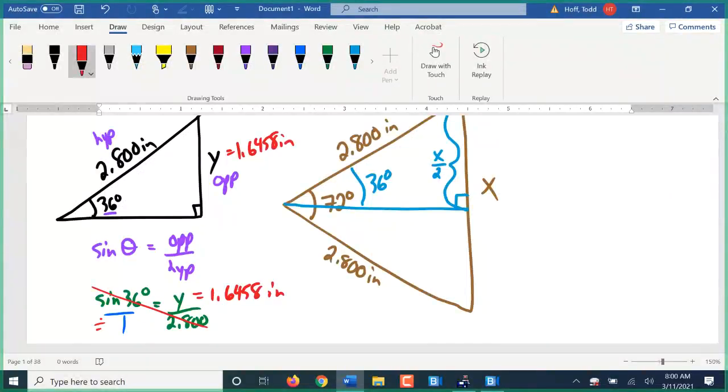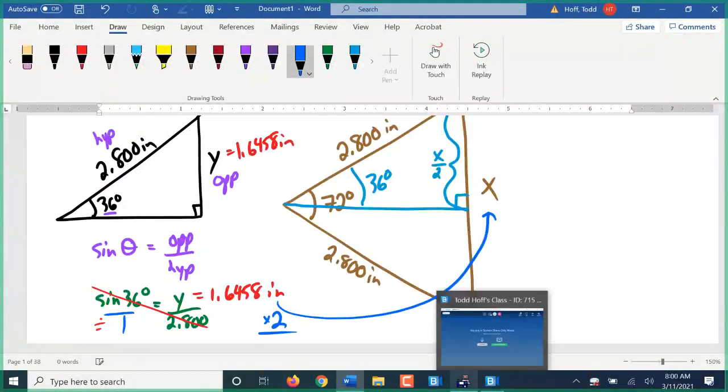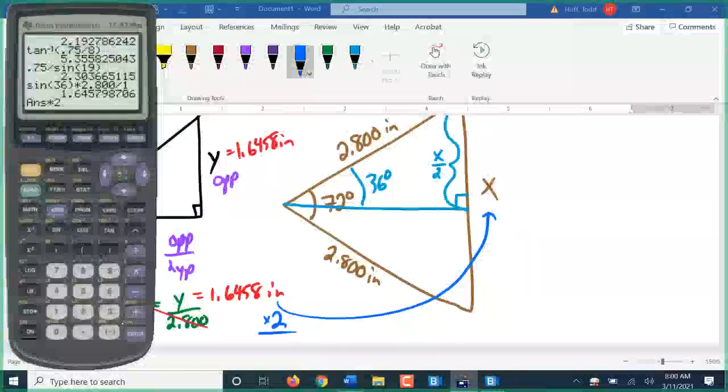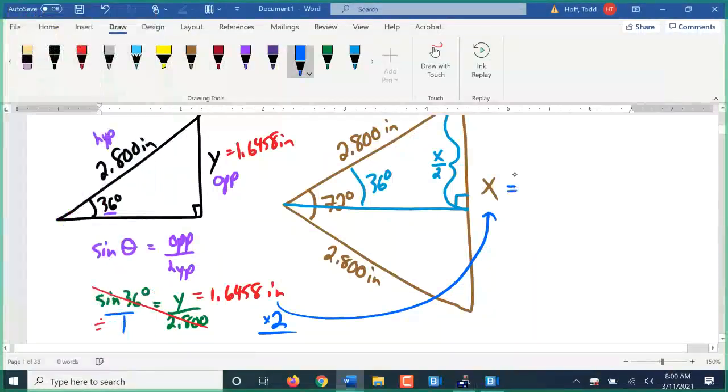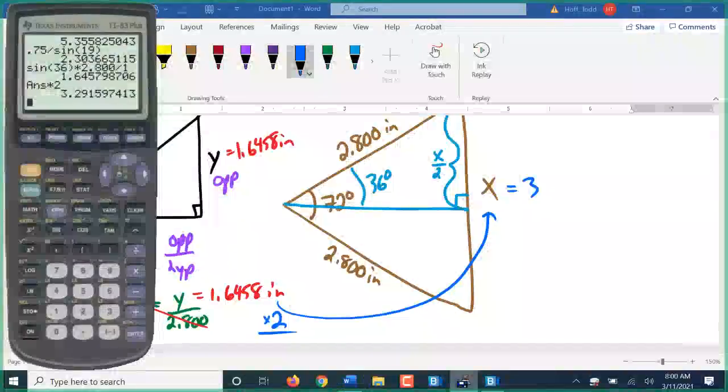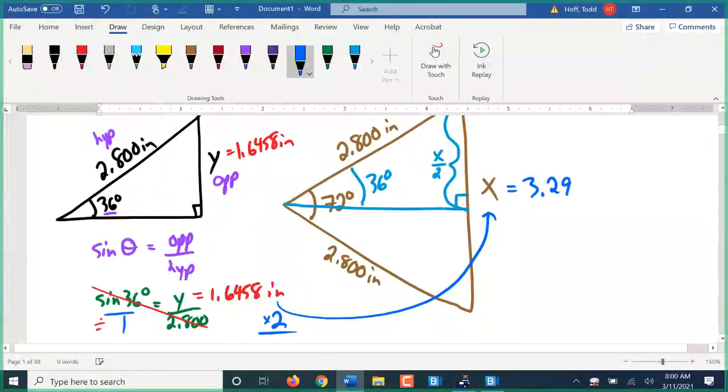So x is going to be that amount times 2. Now, when we multiply this out, this one does work out fine. But a lot of times when we take a dimension like that 1.6458, that's rounded to the nearest ten-thousandth. When we multiply it by 2, that round-off error can cause some issues. Here it didn't. What we get for x is 3.2916, which is actually exactly double that.